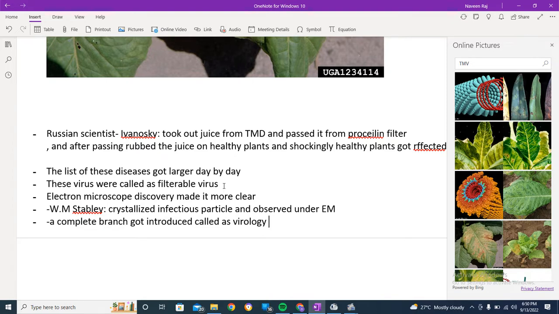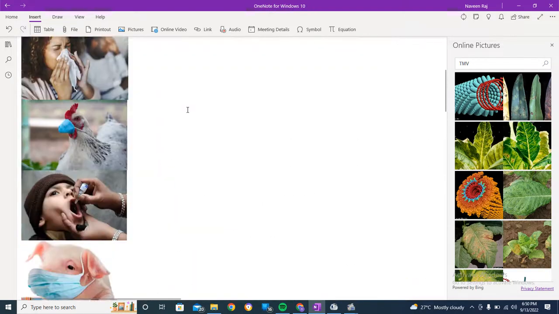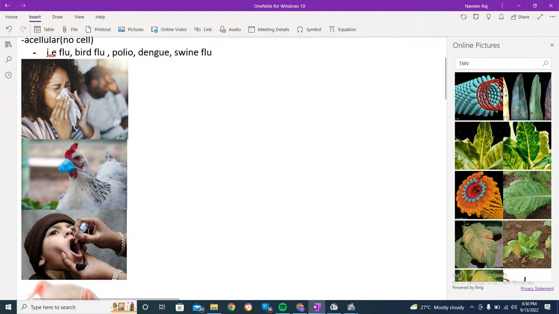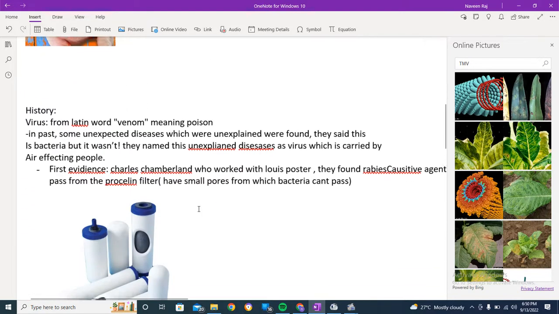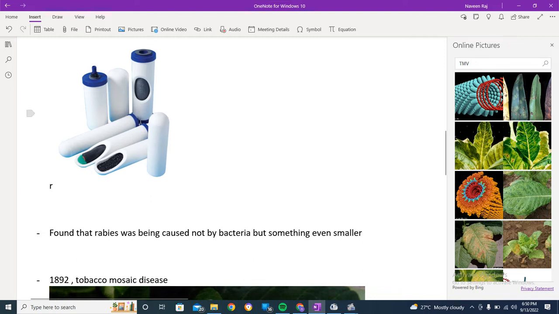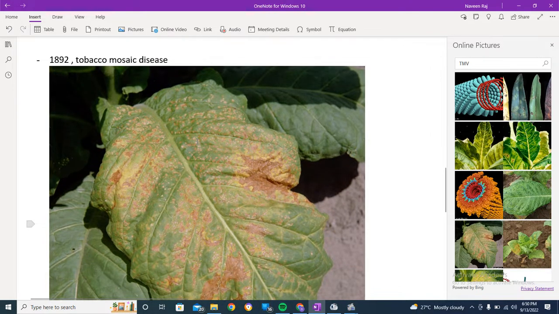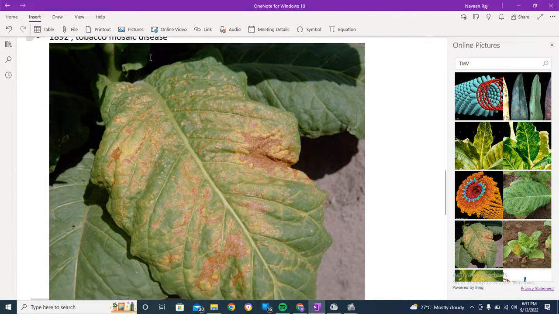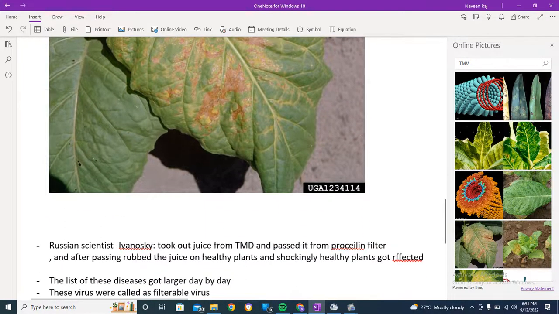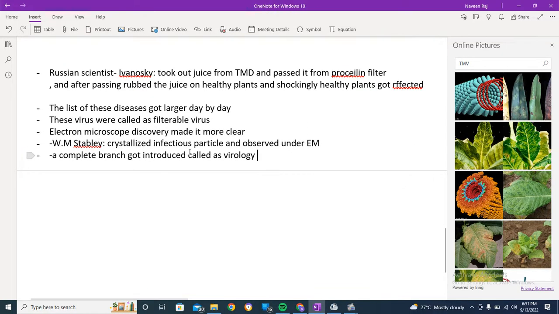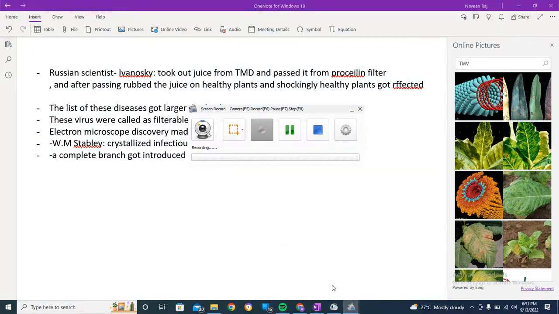I do hope you got clear about what the steps were. From the very beginning it was thought to be a bacterial disease. There are several kinds of viruses, not only for humans but for all organisms, and it was found that they are not bacterial diseases. Then it was found that it was not only a rare case; there are a lot of other diseases like this. Tobacco mosaic disease, TMD, got converted into TMV, tobacco mosaic virus, as it was discovered that the causative agent passed through the porcelain filters. Then the electron microscope discovery made it more clear, and we got further into it. So meet you guys in the next video. Thank you for watching.